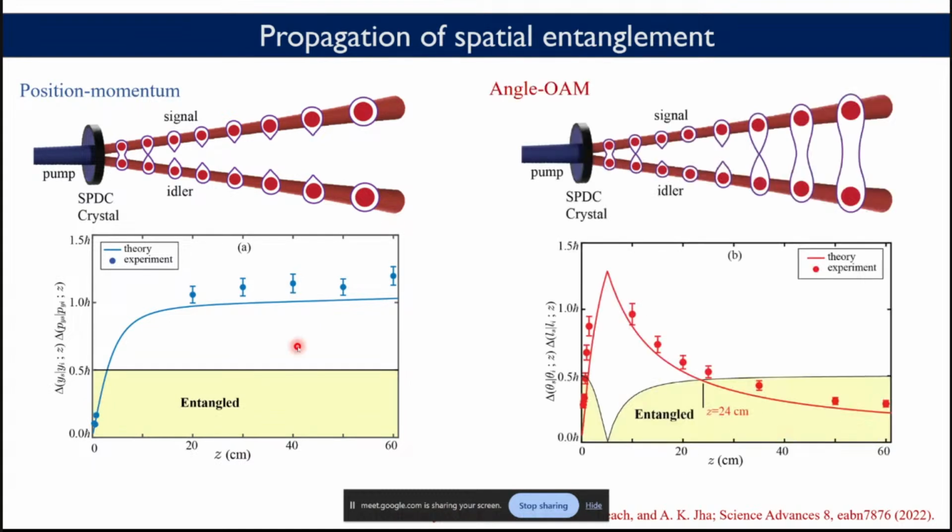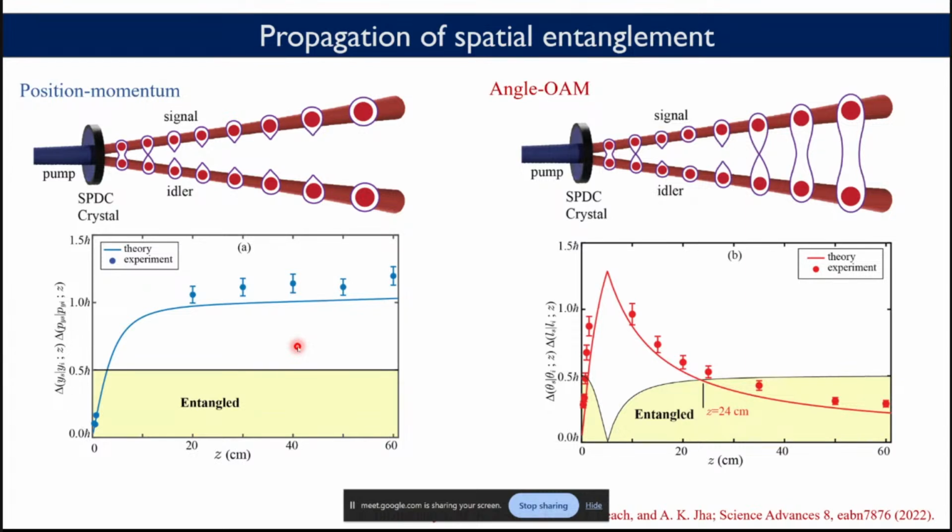Whereas in angle OAM, you can see that, like position momentum, initially if we have some entanglement, we can't observe any entanglement. And after 24 centimeters, we can again start seeing the entanglement, which is a very new signature, I would say, in this basis.